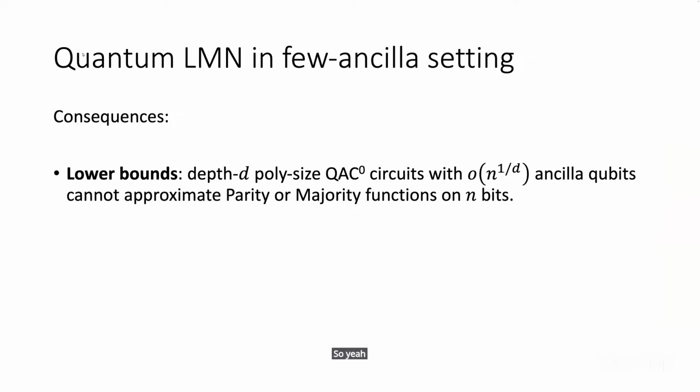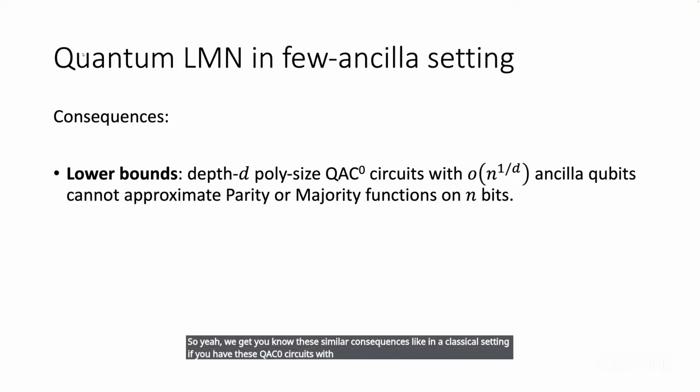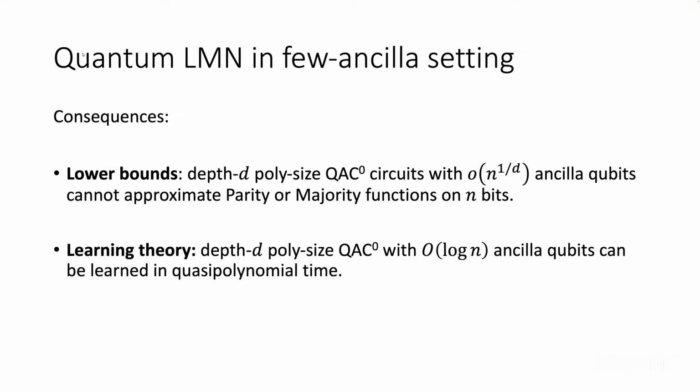So we get similar consequences to the classical setting. If you have QAC0 circuits with little o of n to the 1 over d ancilla qubits, such circuits cannot approximate the parity or majority function. You get a learning theory result: poly-sized QAC0 circuits with log n ancilla qubits can be learned in quasi-polynomial time. We can get some circuit lower bounds here, with the big caveat that we're assuming the workspace of these circuits is not so large.